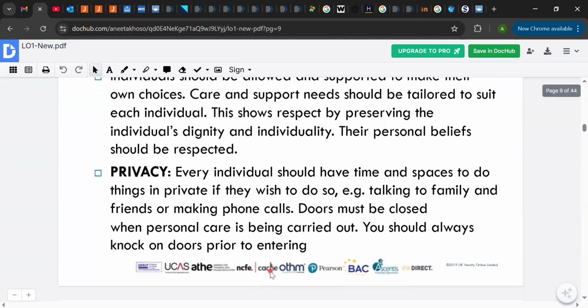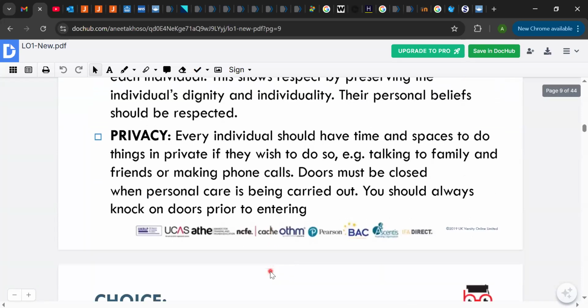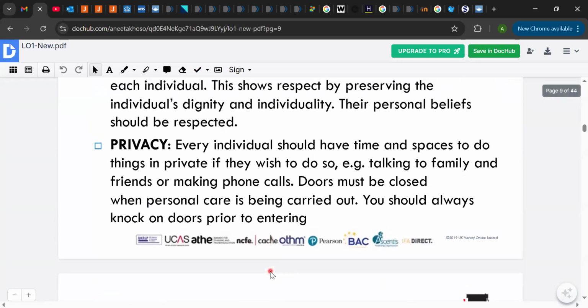After that comes privacy. So every individual should have time and space to do things in private if they wish to do so. Like they're talking to their family, you leave the room. They're talking to their friends or making phone calls. Doors must be closed when personal care is being carried out. Okay. Again, I'll give you an example.